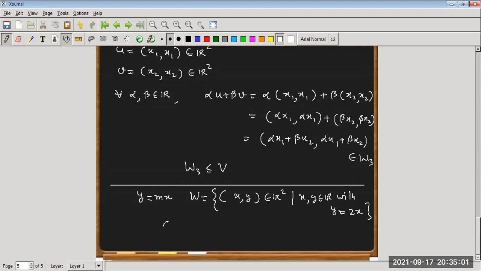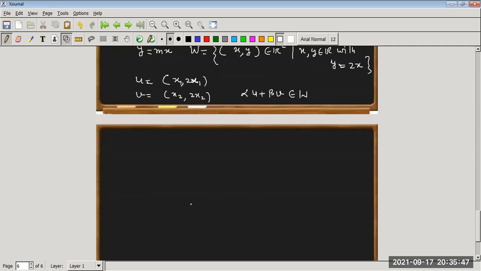Y equal to 2x. So our elements are u equal to (x, y). We can write this as (x, 2x) because y equal to 2x. So we take (x1, 2x1), v equal to (x2, 2x2), and so on. Now you have to show that alpha into u plus beta into v also belongs to W. So alpha u plus beta v, how should it be? The first entry will be whatever it is, and the second entry will be double the first, right? Whatever the first entry is, the second should be double. If such type of element belongs to W, then W is a subspace.